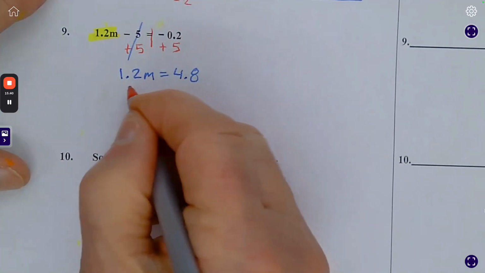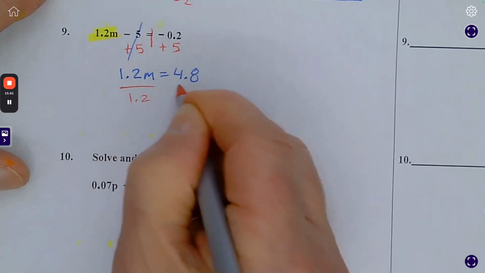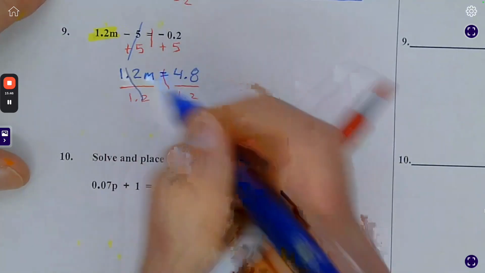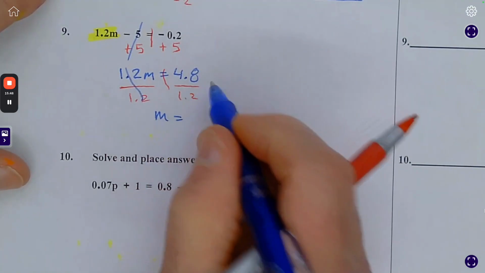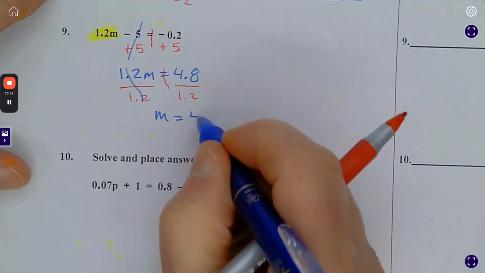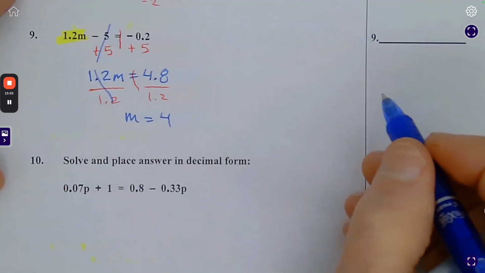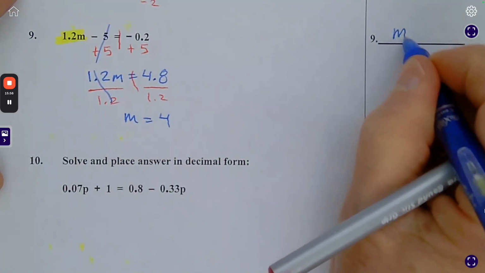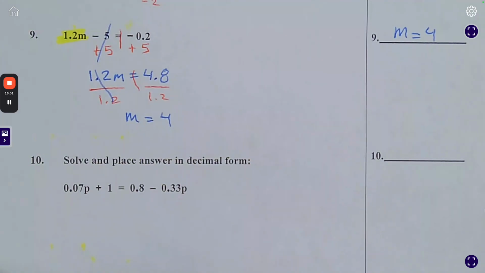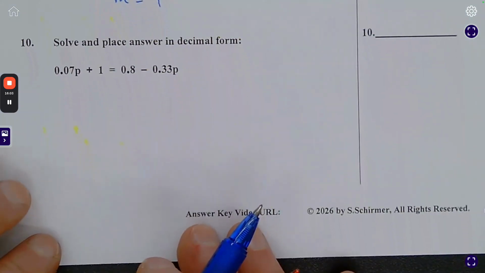Okay, that's 1.2 times m. So divide by 1.2. This goes to 1m. 4.8 divided by 1.2 is 4. You can use your calculator, but I saw it, so I wrote it. M equals 4. Okay, this one says solve and place answer in decimal form.